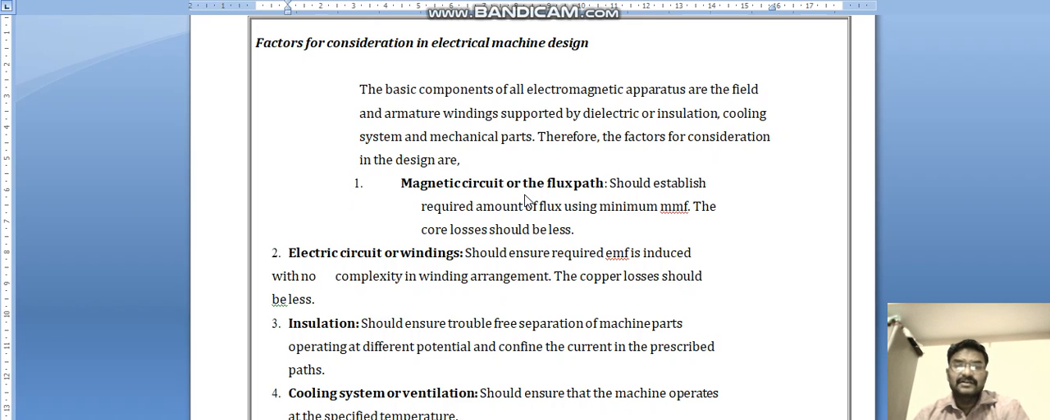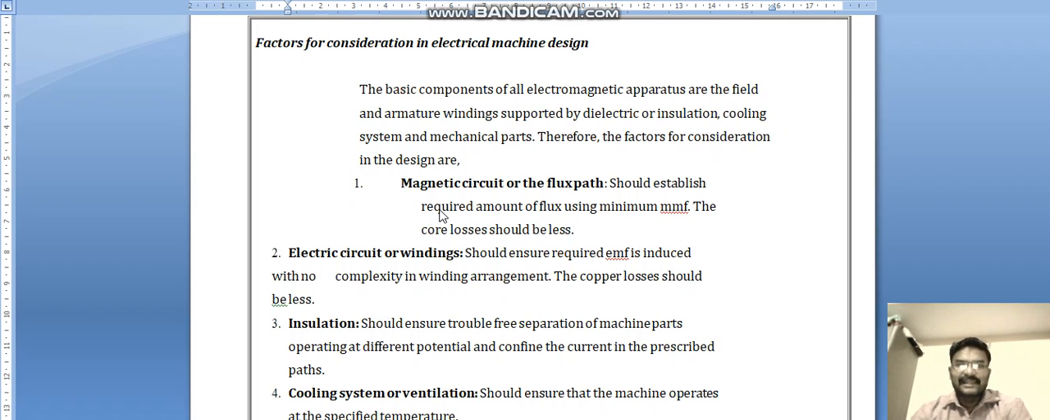The copper loss should be less. If you go for more copper, the copper loss value also increases. So the copper used for the winding should be less, and at the same time it should fulfill the required electromotive force for that particular machine. Like that we should choose.